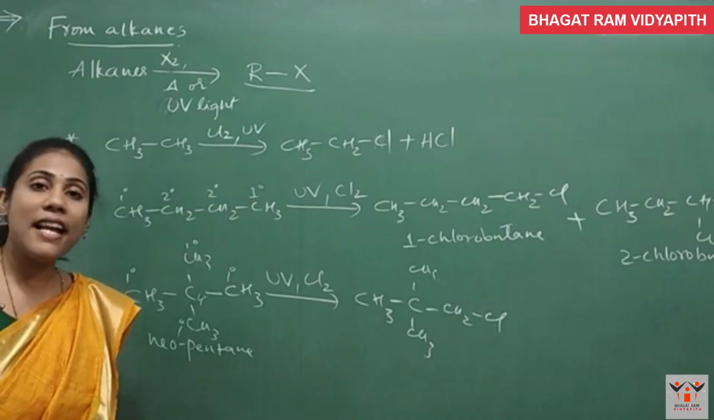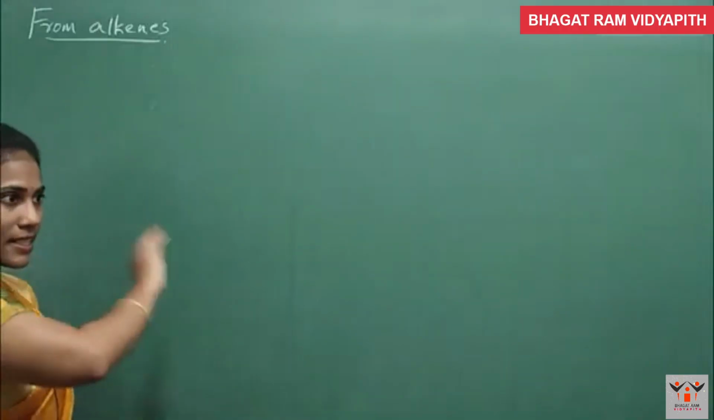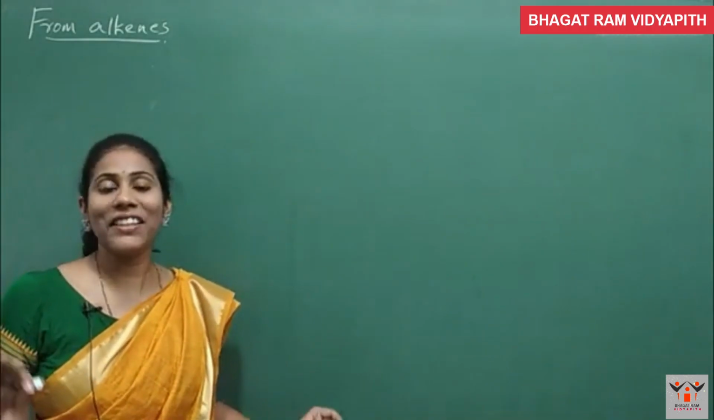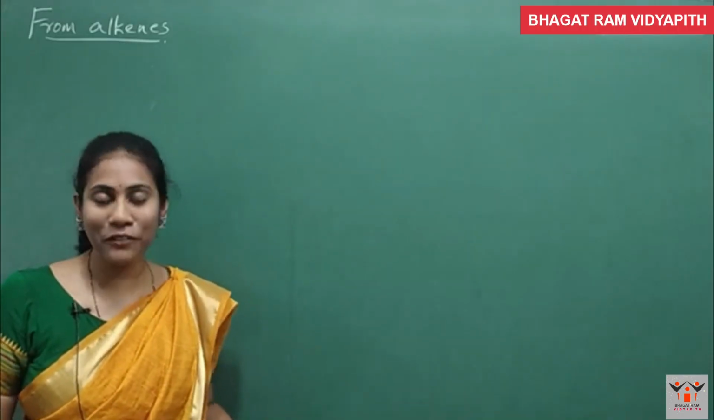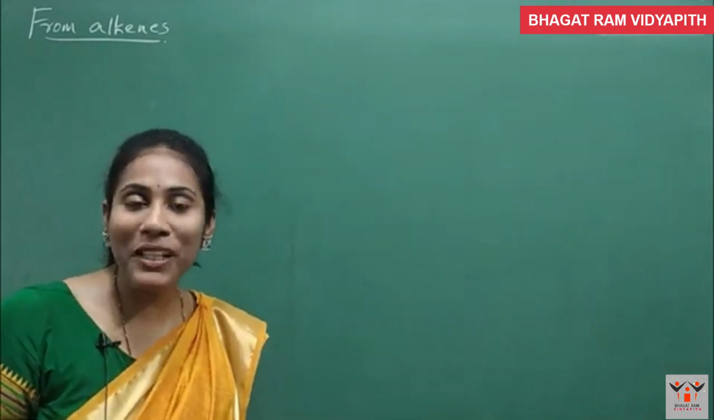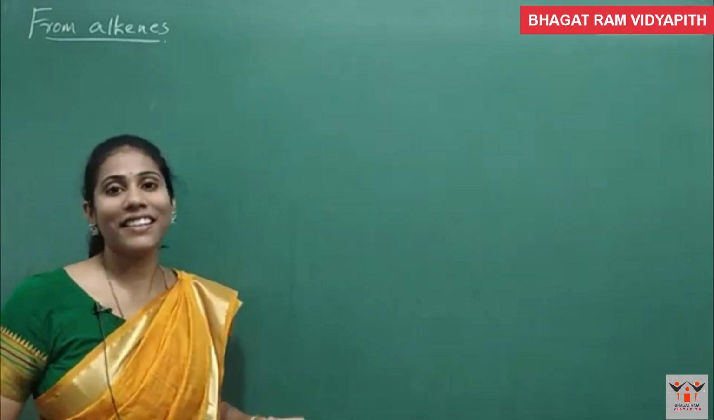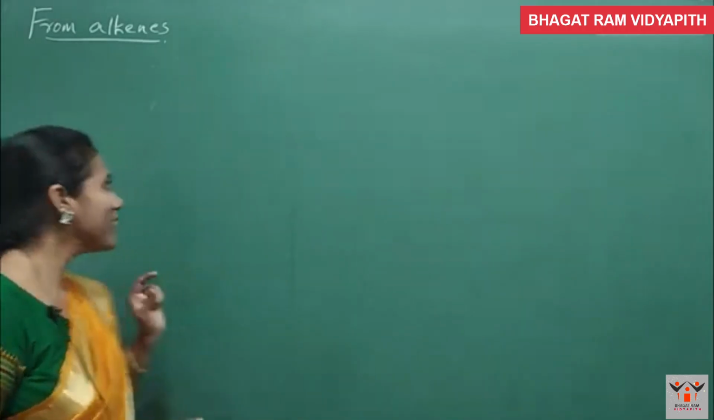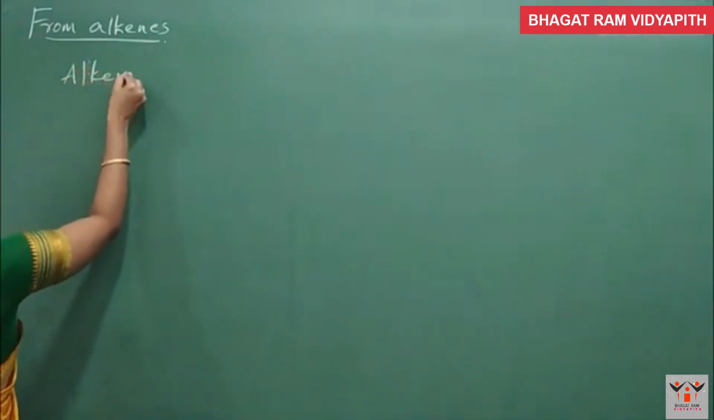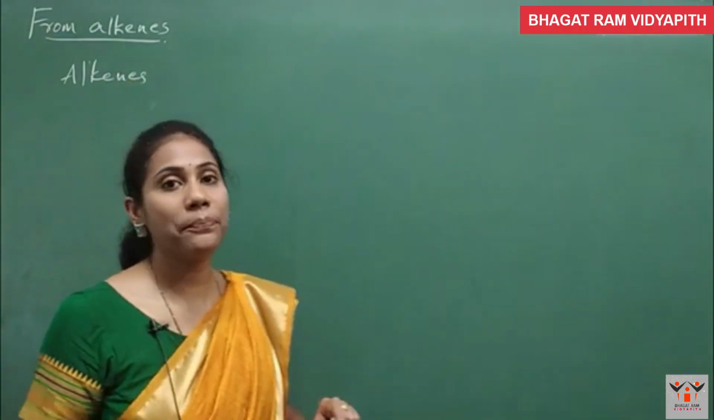Now let us understand preparation from alkenes. Actually, these reactions we have already studied in our class 11 hydrocarbons chapter, right? If you can remember the Markovnikov rule, anti-Markovnikov rule, right? That is all we are going to study once again here under this topic. See, alkenes, we all know they are double bonded compounds. Addition reactions are very common.